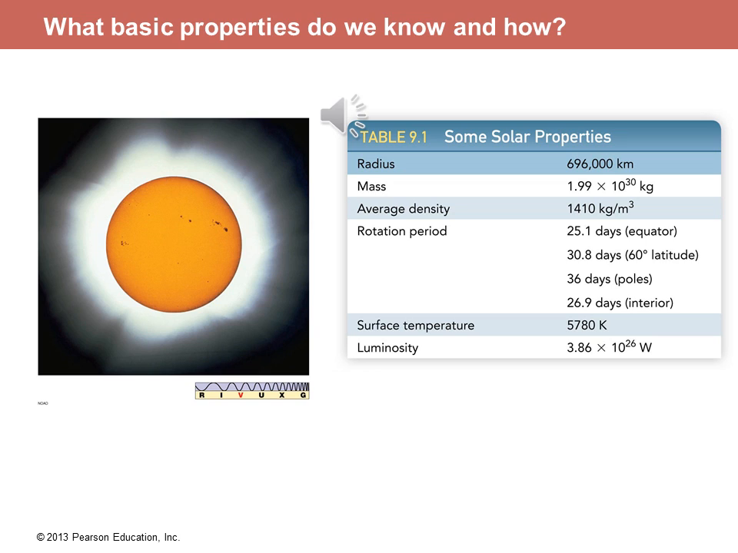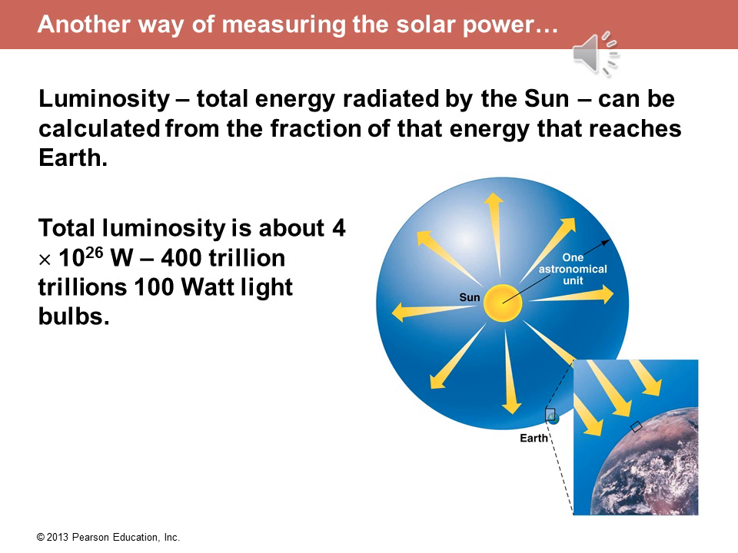Luminosity, that's also from that lecture. So, the sun is a ball of fire with total luminosity of about 4 times 10 to the 26 watts. That's 4 trillion trillion 100-watt light bulbs. A 100-watt light bulb is those wasteful incandescent light bulbs that light the living room.